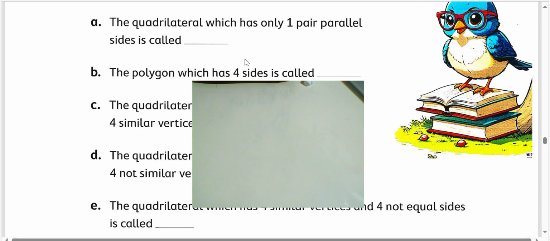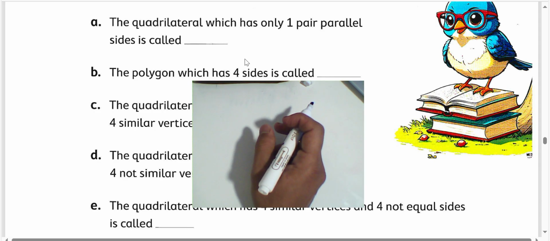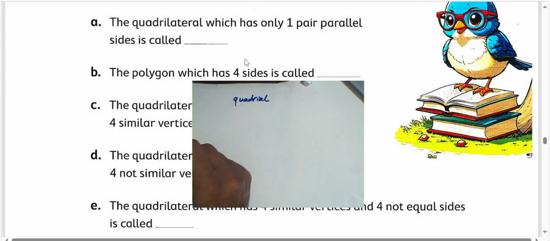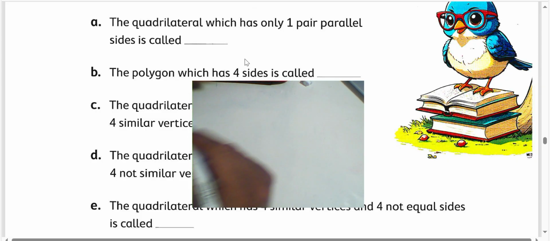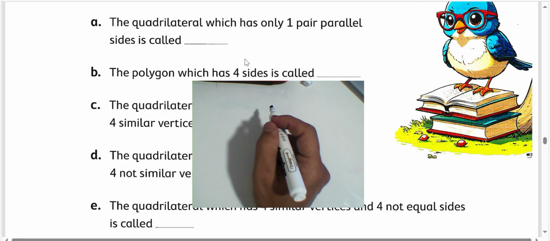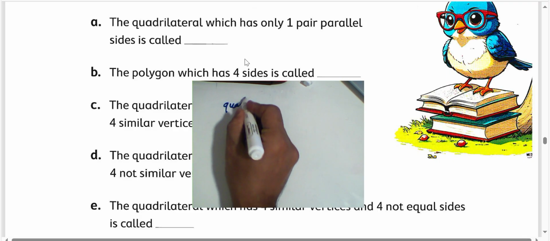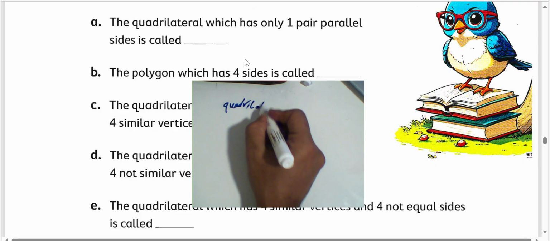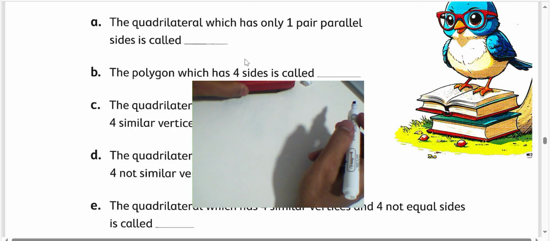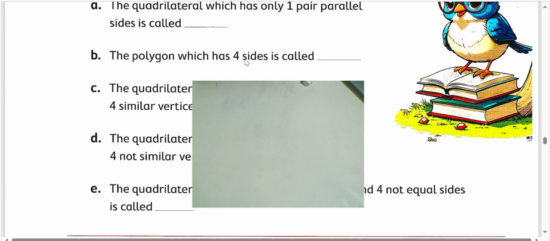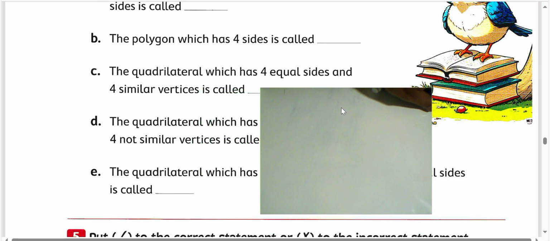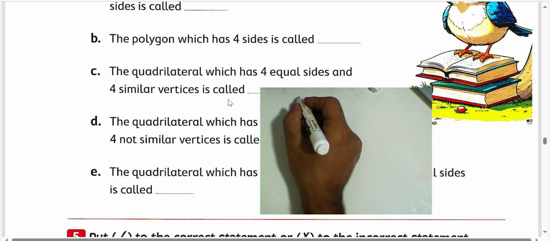The polygon which has 4 sides is called quadrilateral. We called it a quadrilateral. Okay, this word here, quadrilateral. Quadrilateral, which has 4 equal sides and 4 similar vertices, we called it square.